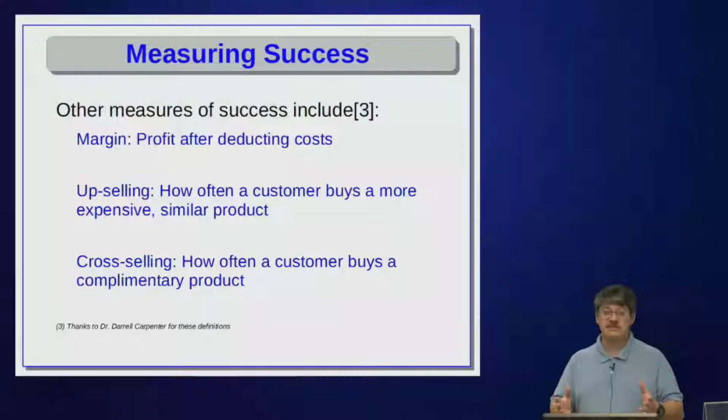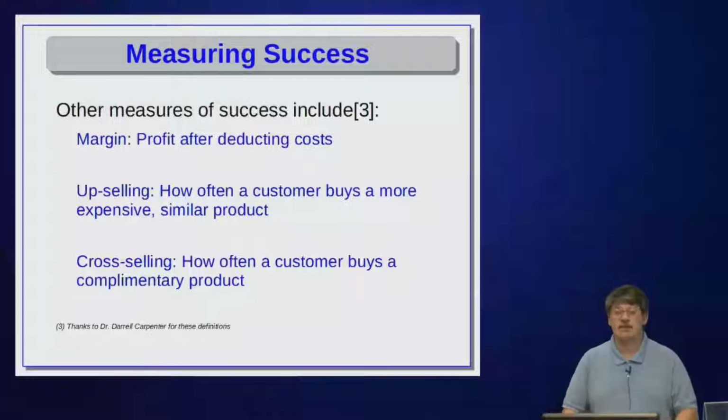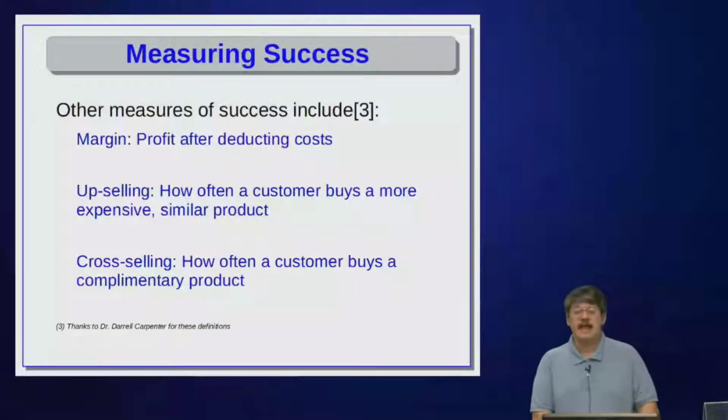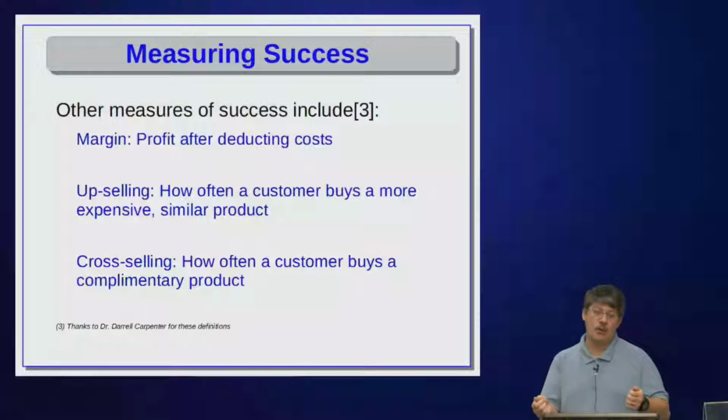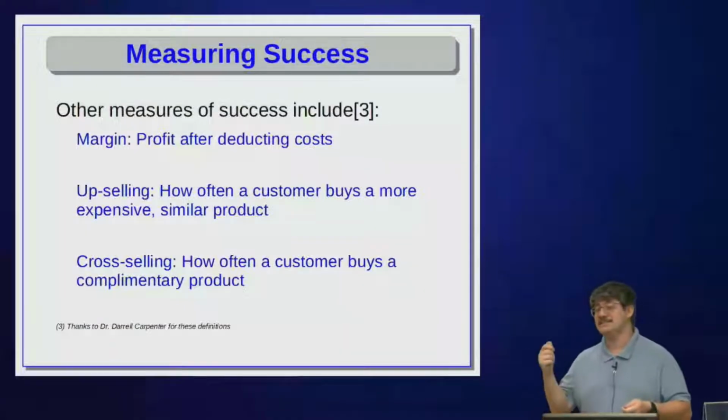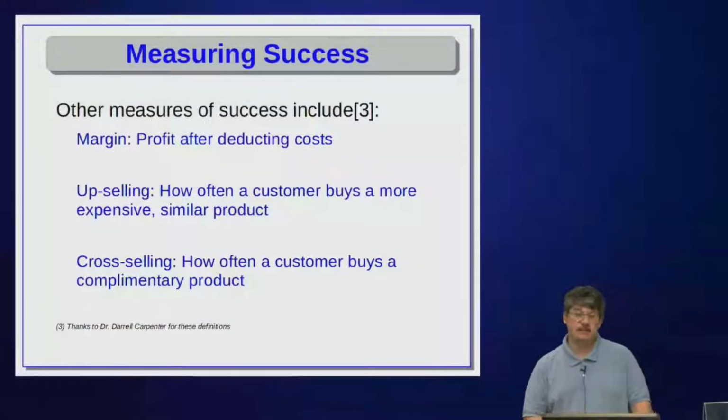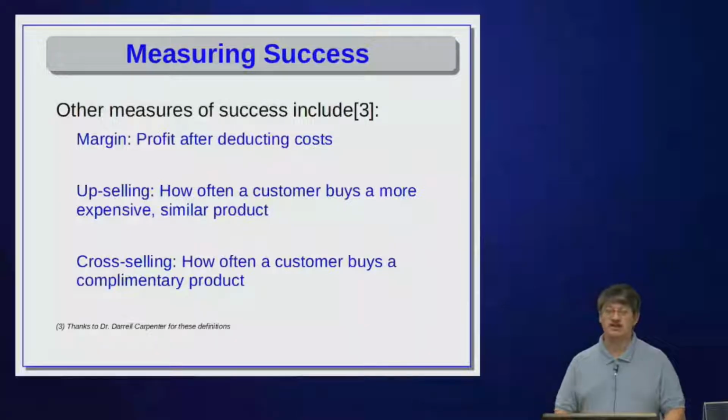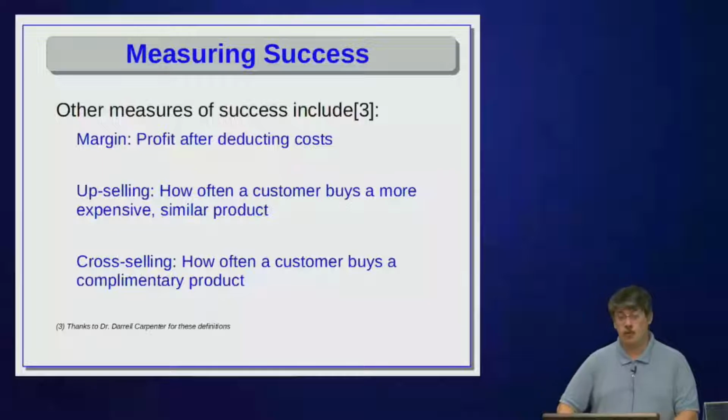Cross-selling means that a customer comes in to buy one product and they leave with another product. So I go to Amazon and I want to buy a transistor radio. And I buy my radio, but I also buy a warranty to go with that radio. Or maybe I buy an antenna to go with that radio. That's an example of cross-selling. So I'm selling multiple products, even though the original purpose of the visit to the website was to buy one.